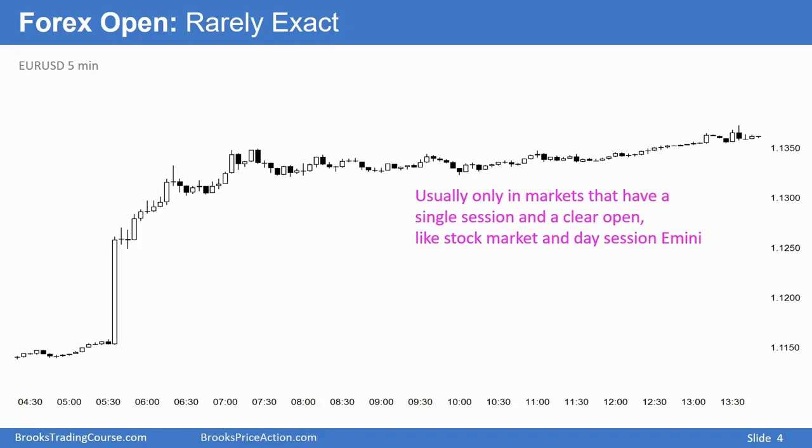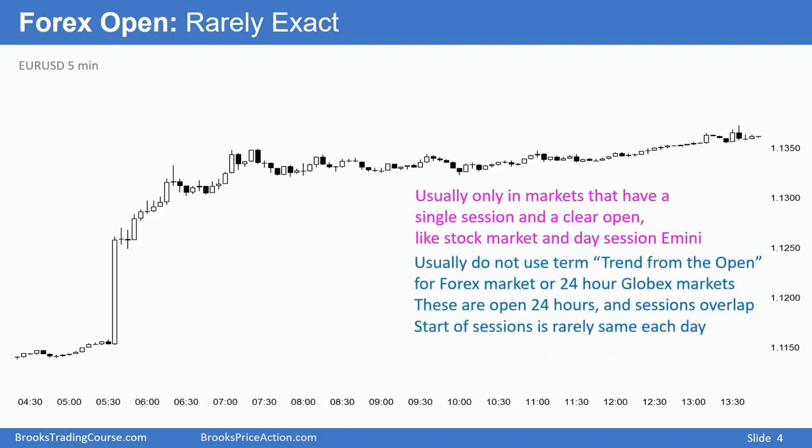So when I'm talking about a trend from the open, I'm usually talking about a market that has a single session and a clear open, like the stock market or the day session of the E-mini. I usually do not use the phrase trend from the open when I'm referring to the Forex market or any other 24-hour market. These are open basically 24 hours a day, and the sessions overlap. And the start of the sessions is usually not the same every day.